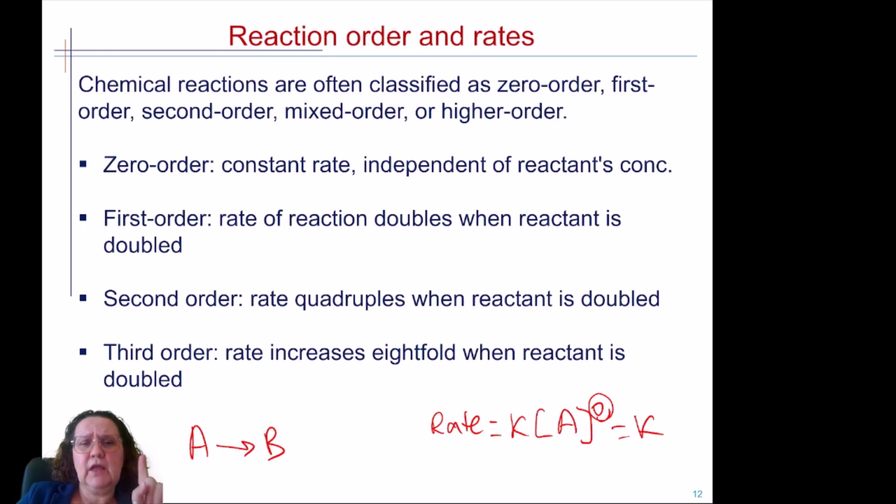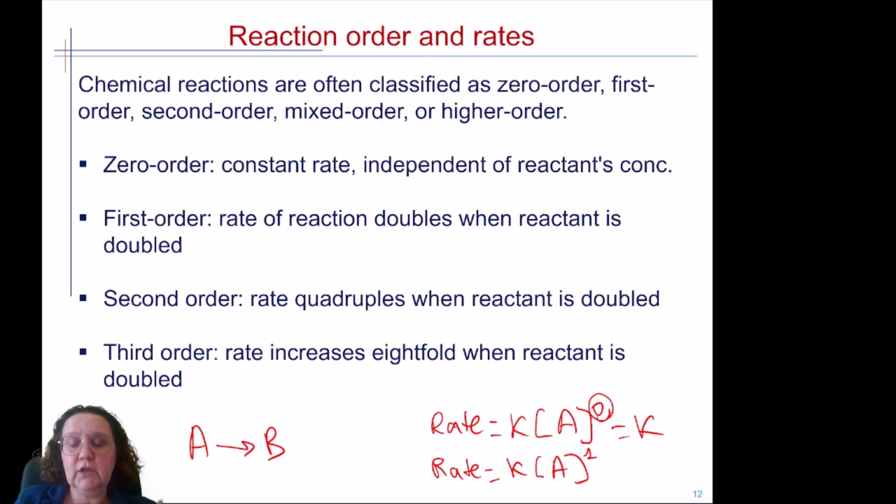First order, reaction rate doubles when the reactant is doubled. And what does it mean? It means that there is a direct relationship, a linear relationship between the concentration of the reagent and the rate. So you double the concentration of the reagent, the rate doubles. You triple the concentration of the reagent, the rate triples. So it's a linear relationship, and that's what we call first order.